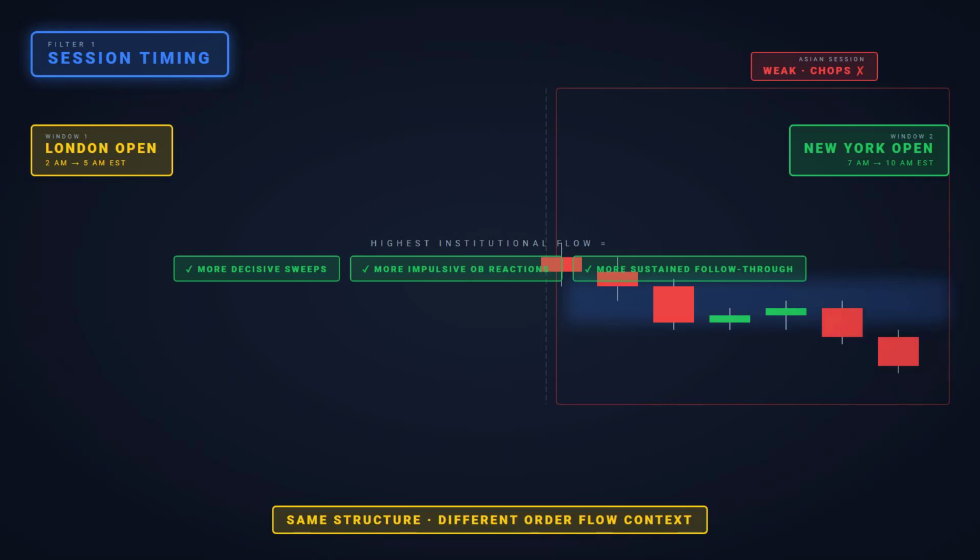The FVG entry still triggers. But the follow through is weak because there isn't sufficient active order flow to sustain the move. Price drifts, chops, reverses halfway to the target and stops you out. The setup was structurally correct and contextually wrong.